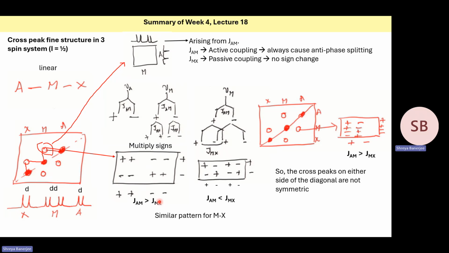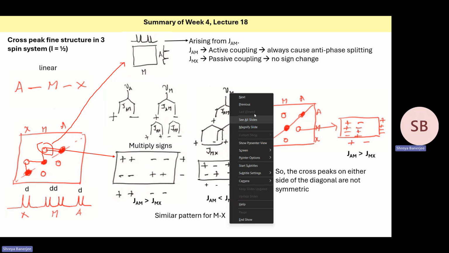What if you have the opposite? AM is smaller than MX. In that case, first M will split into a doublet because of A, and JAM is your active coupling, so it will give antiphase splitting, plus and minus. Now we are splitting by MX, and the condition here is that MX is greater. So MX will split in such a way that the two peaks are crossing each other.